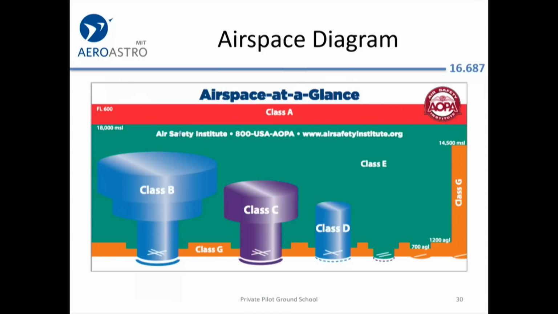So here's the summary. This is the Class Bravo, that upside down wedding cake. And then you get the Class Charlie, Class Delta, and then Class E is kind of everywhere that doesn't have other restrictions. And then Class Golf is unrestricted.